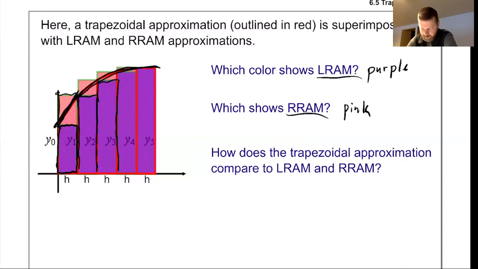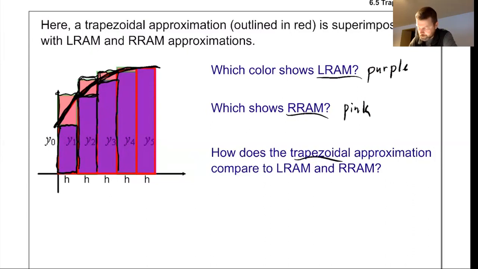You notice how the trapezoids take that error, and that error is like a rectangle between the two, and the trapezoids connect those two corners, which means the trapezoid sum is exactly halfway between the LRAM and the RRAM approximation. Well, if it's exactly halfway between LRAM and RRAM, it's actually equal to the average of LRAM and RRAM.